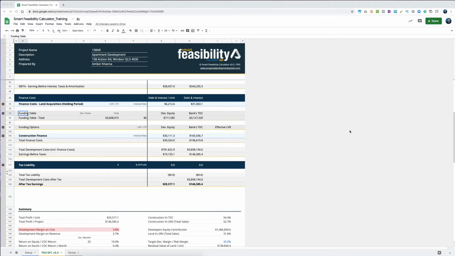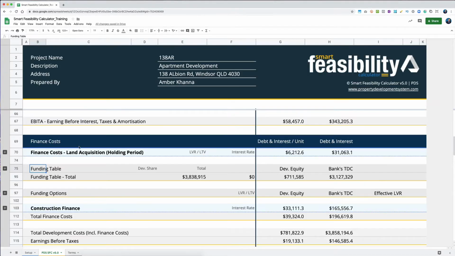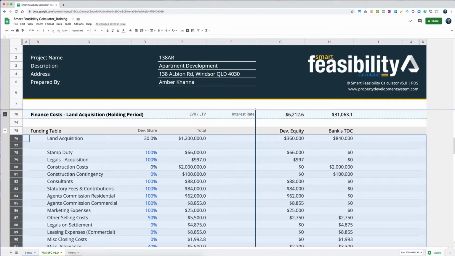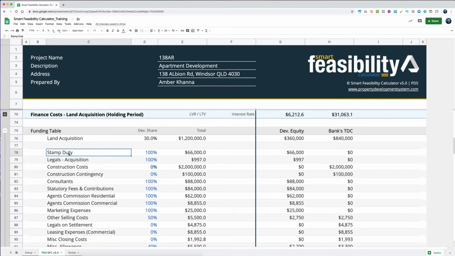Okay, next we have a funding table, and that is an important concept to get your head around, because you're borrowing for the project, and your bank's lending is going to depend on this funding table. What this funding table allows you to do is distinguish between your soft costs and hard costs, because especially when you've got a bank lending you money, they may not consider all the money that you've already spent with consultants.